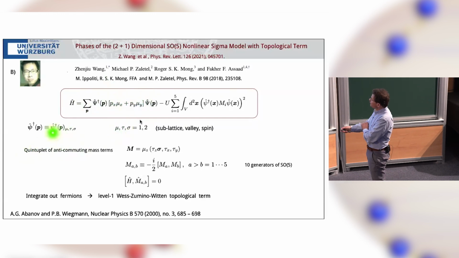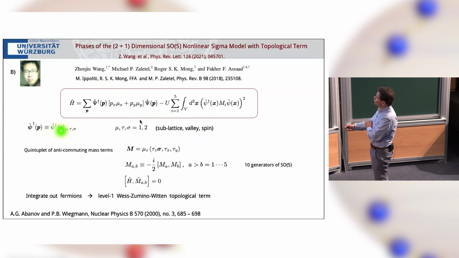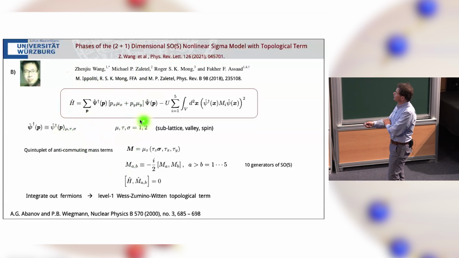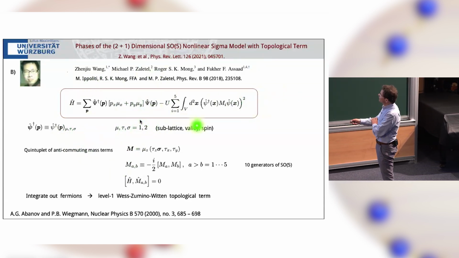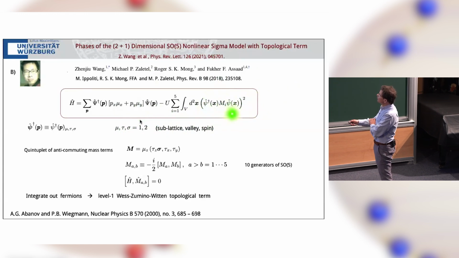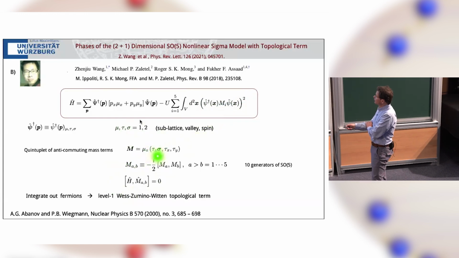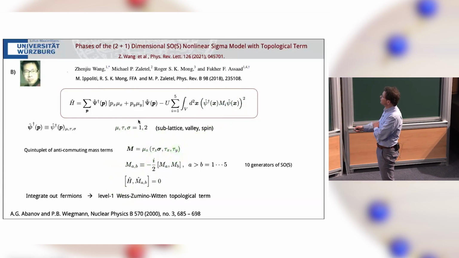And so this psi here is an 8-component spinor, where you can add words to these labels. These are two entries. So this would be, I don't know, sublattice, valley, and spin, for example. So here you can really see the SU4 symmetry. And for this choice, you have a quintuplet, many actually, but one possibility, a quintuplet of anti-commuting mass terms. And this quintuplet would be mu z, and then you have tau z sigma, these are 3, tau x and tau y.